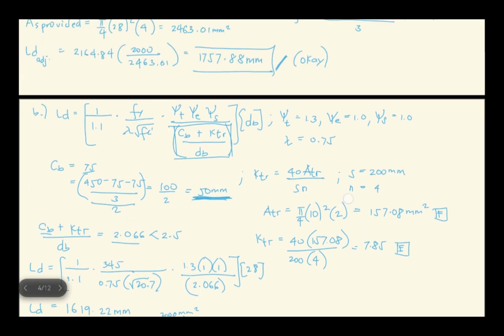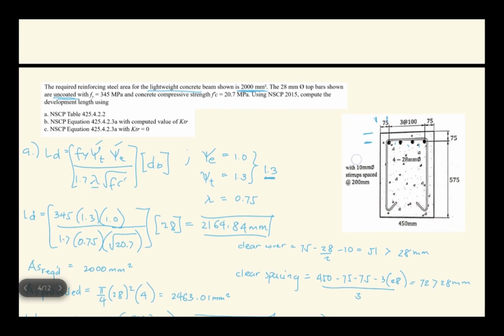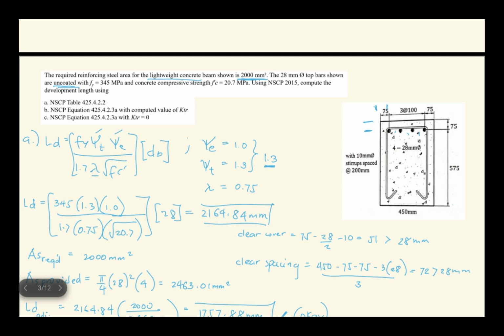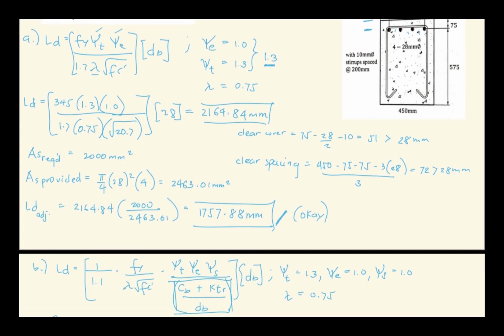Now for item C, we are to compute the same, treating KTR equal to 0.